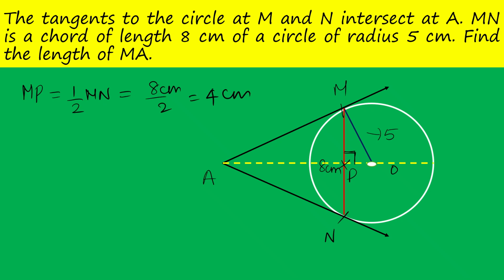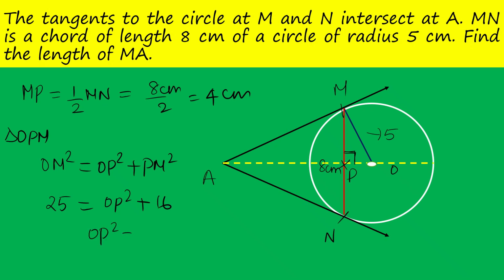Okay. So now consider the triangle OPM. The triangle OPM is a right angled triangle, and when we apply Pythagoras theorem, we get OM square equal to OP square plus PM square. And we know PM or MP is 4 centimeter, and OM is 5 centimeter. So 5 square, which is 25, and OP square we don't know, and PM square is 4 square, 16, which makes OP square equal to 25 minus 16, 9, which makes OP equal to 3 centimeter.